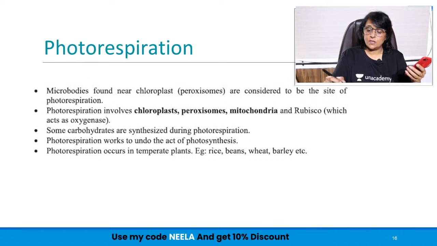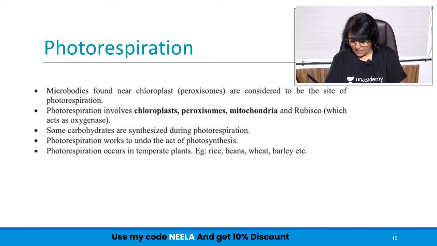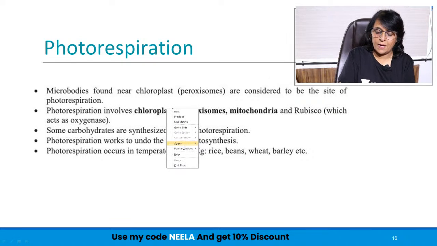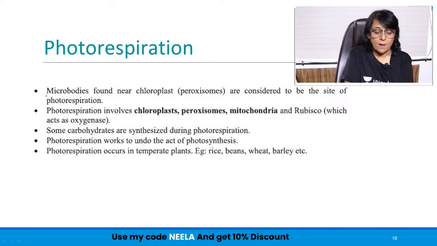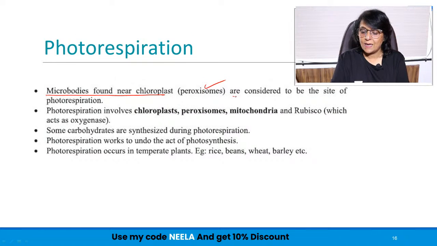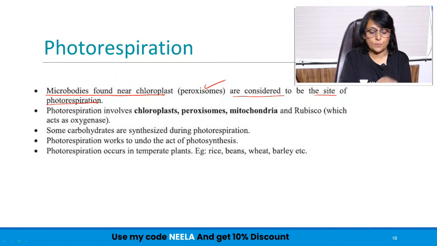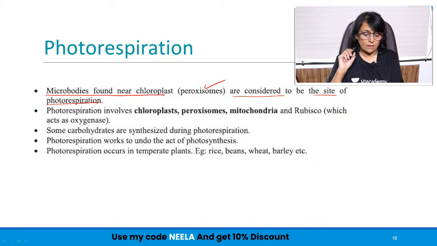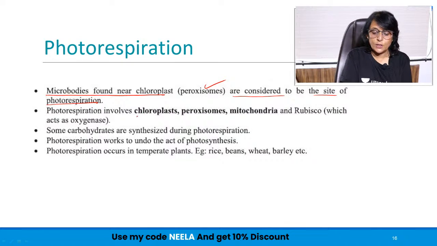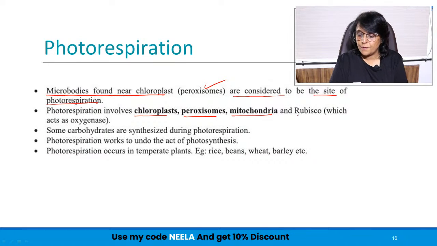Okay, so this is again about photorespiration, a few more things which we just need to know. We have discussed them, but in case we have to write down those points. Microbodies found near chloroplast, that is peroxisomes, are considered to be the site of photorespiration. But there are three organelles: chloroplast, peroxisomes and mitochondria. Photorespiration involves three organelles, this we have talked of.